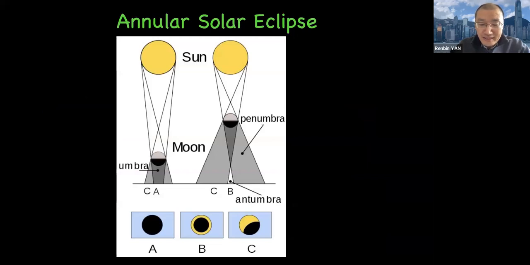And then there is actually another possibility for a solar eclipse. There's a third kind of solar eclipse called an annular solar eclipse. And how can that happen? The reason is that the moon's orbit around the Earth is not a perfect circle. It is a slightly elliptical orbit. That means sometimes the moon is a little closer to us and looks bigger in the sky, and sometimes it's a little further away and looks smaller.